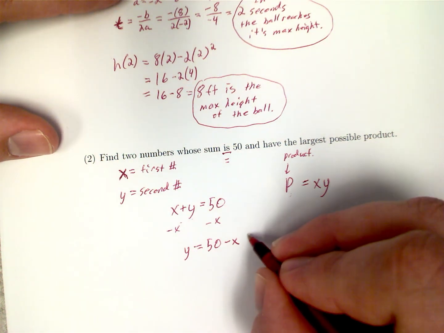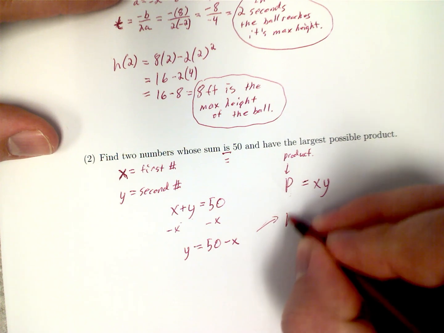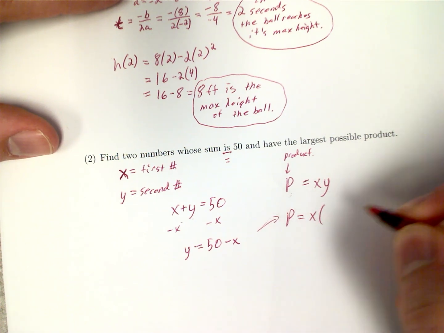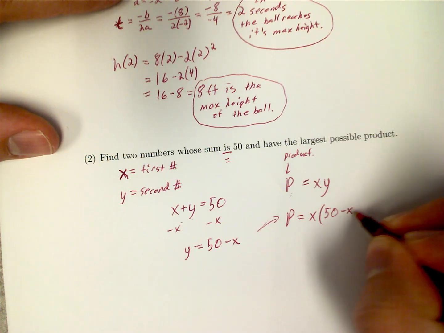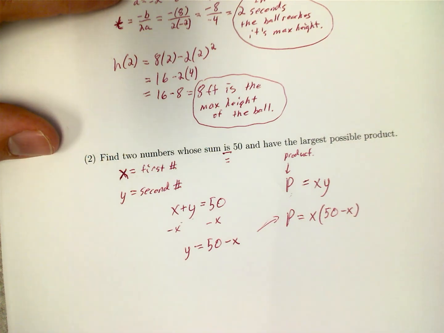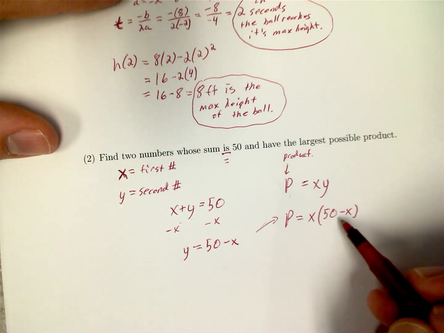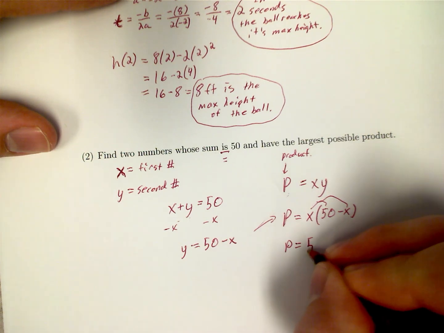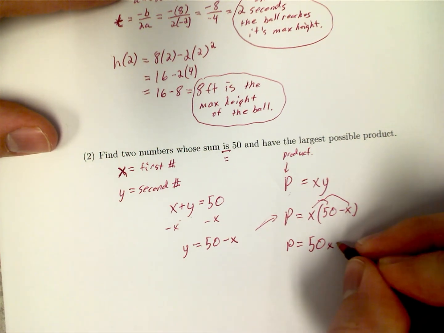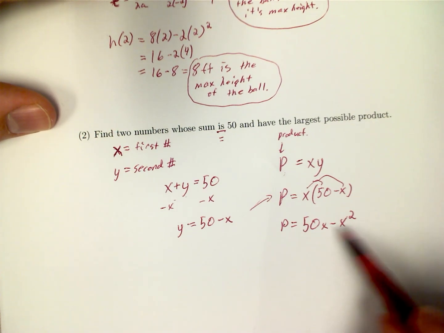So what do we do with this constraint on y? Well, we can plug it in to y. So instead of plugging in like 2 or 3, we just plug in 50 minus x. It's like the compositions that we dealt with earlier. So again, still not a form that we know, but if we distribute the x, we get p equals 50x minus x squared. Now we have something on one side with just one variable.